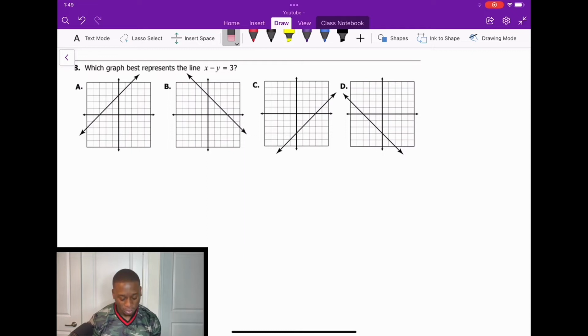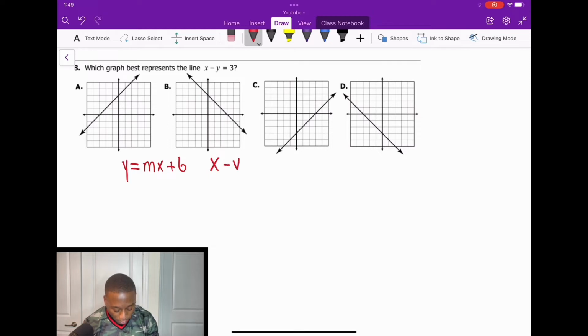Today's problem is asking us which graph best represents the line x minus y is equal to 3. There's more than one way to solve this, but for the first method, let's take the equation and solve it for y. We're going to put it in slope-intercept form. When we do that, we just want to get y by itself on one side of the equation.